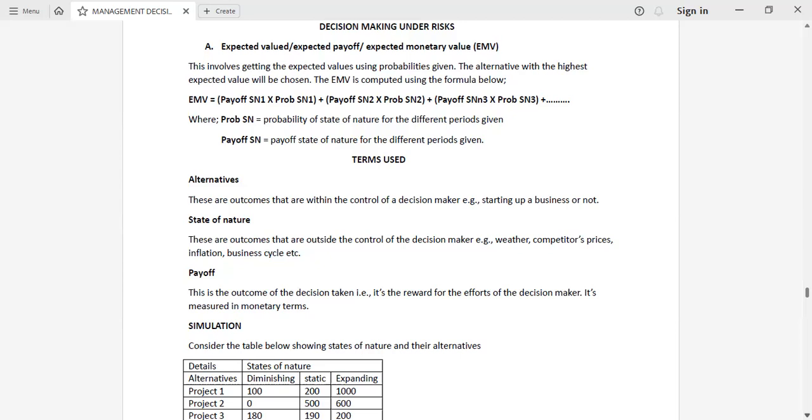You may decide to go to school or you may decide not to go to school. That is within your control. In other words, you can decide to move from one place to another, and you can also decide not to move. Because if you don't move, then we expect that you are not going to spend any money. So these are the things that are within the control of the decision maker. The decision maker is that person who is making a decision.